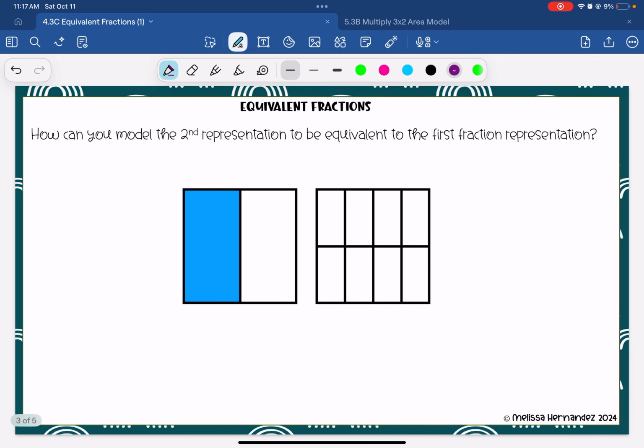All right, for this one, the same thing. We want to shade the same amount of space. And so this was 1 out of 2. This one becomes 4 out of 8.